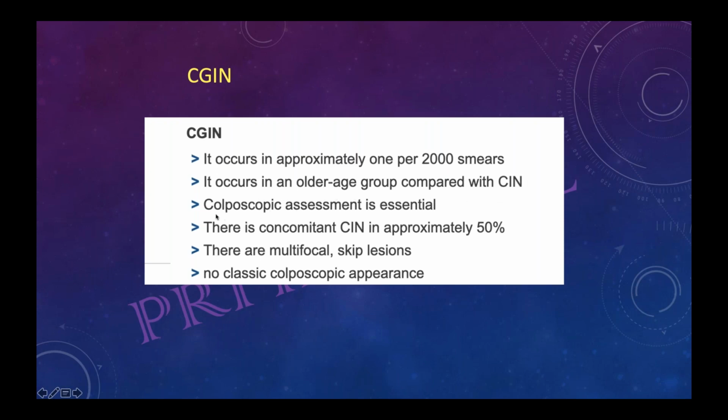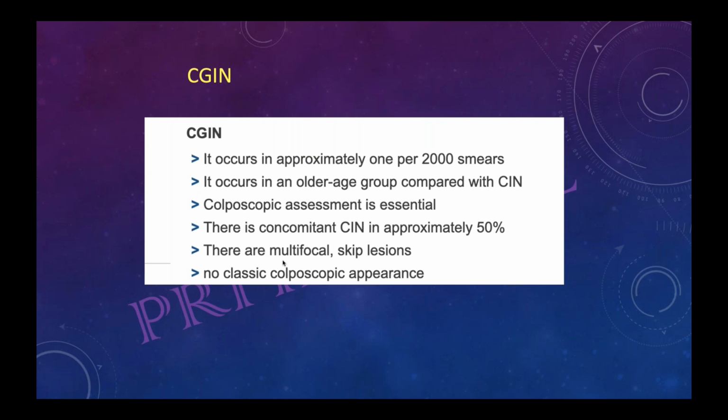Colposcopic assessment is required, and usually concomitant CIN will be there in 50% of patients. This line is important for Part 2, that concomitant CIN can be there in 50%. Please don't forget this number. What is the problem with this gland? Why are we so worried? Because they have got multifocal lesions.